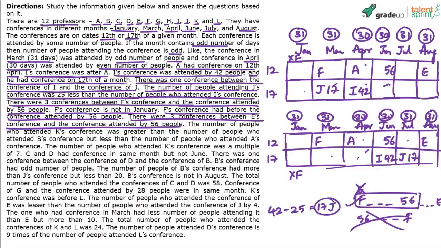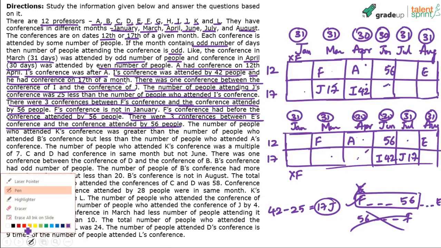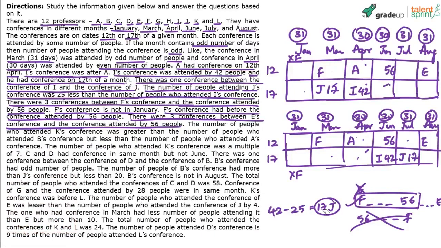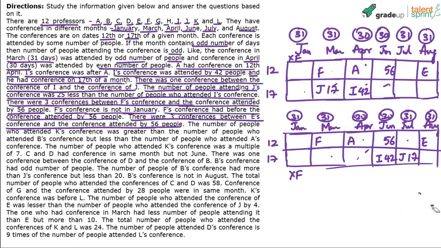Number of people who attended K's conference was greater than the number of people who attended B's conference, but less than the number of people who attended A's conference. Now, these points are interesting, right? Let me just clear up the rough work that we have done so that I can note it. I hope you are able to follow. We have got 2 cases and are trying to fill the gaps everywhere.